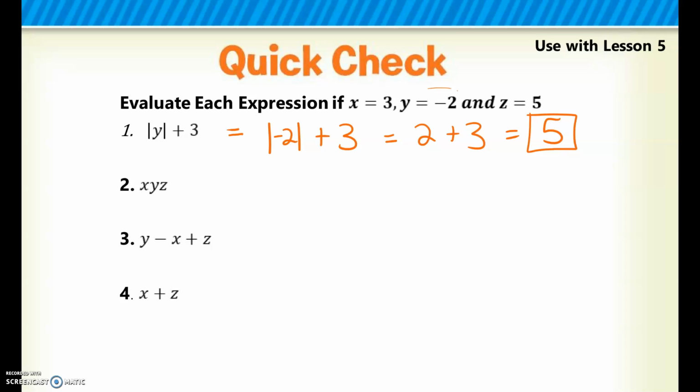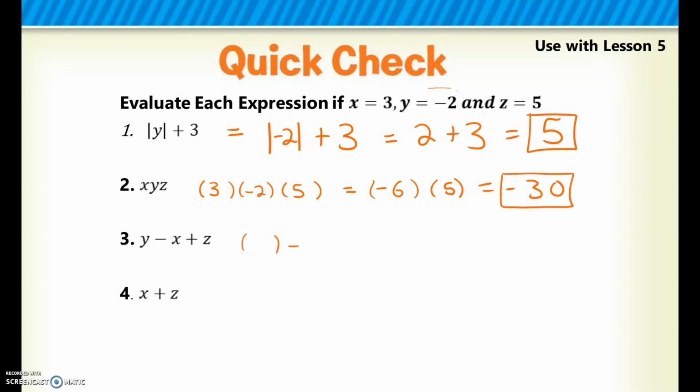Okay, now that you've done them, let's check your answers. So xyz means x times y times z. X is 3, y is -2, and z is 5. So we multiply all those together. I would do the first ones first. So 3 times -2 is -6, times 5 is going to give me -30. So we should have got -30 for this first one.